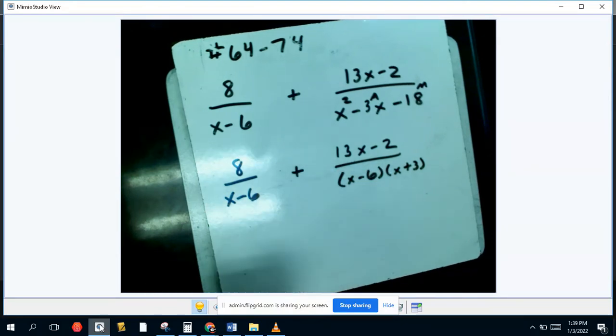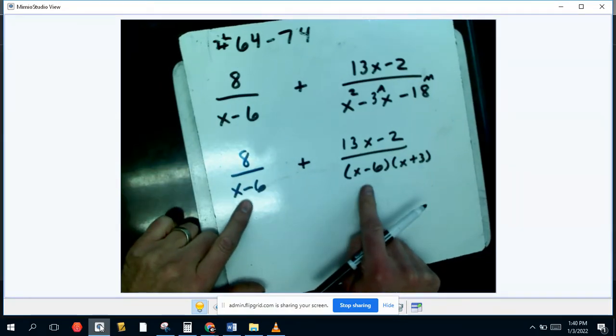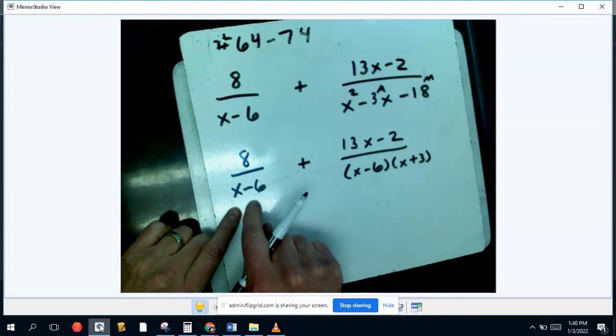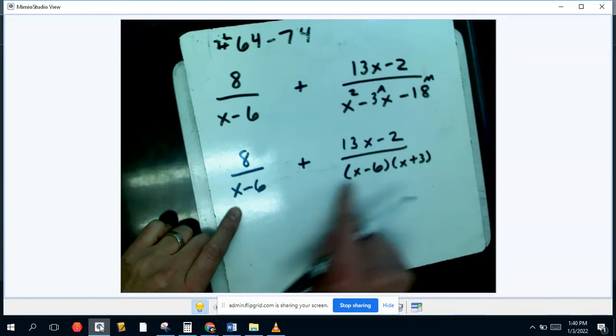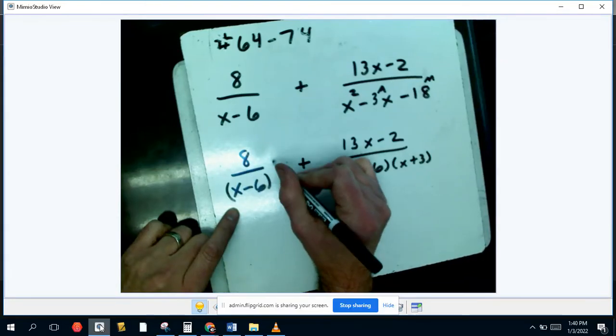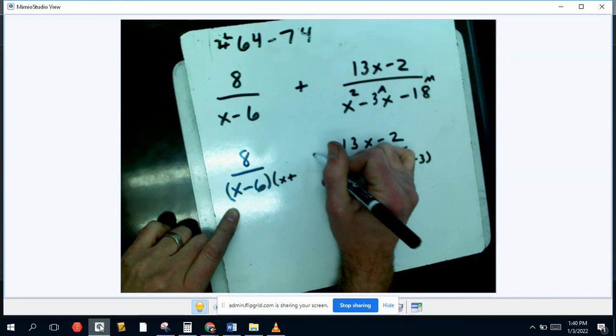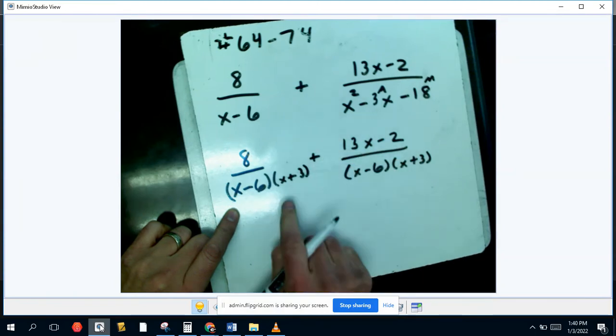Now you can think of this 2 different ways. And probably the easiest would be just to look at each fraction and say, okay, what's the easiest thing to do to make these have the same denominator? Well, they share this x minus 6. So if I could just somehow give this fraction x plus 3, they'd have the same denominator. And in fact, that's what I'm going to do here. I'm going to give it this x plus 3.